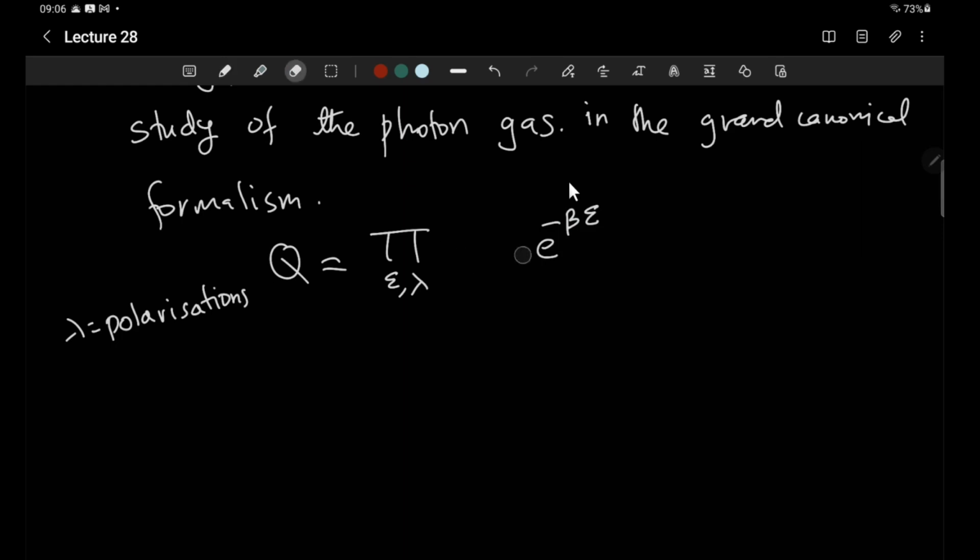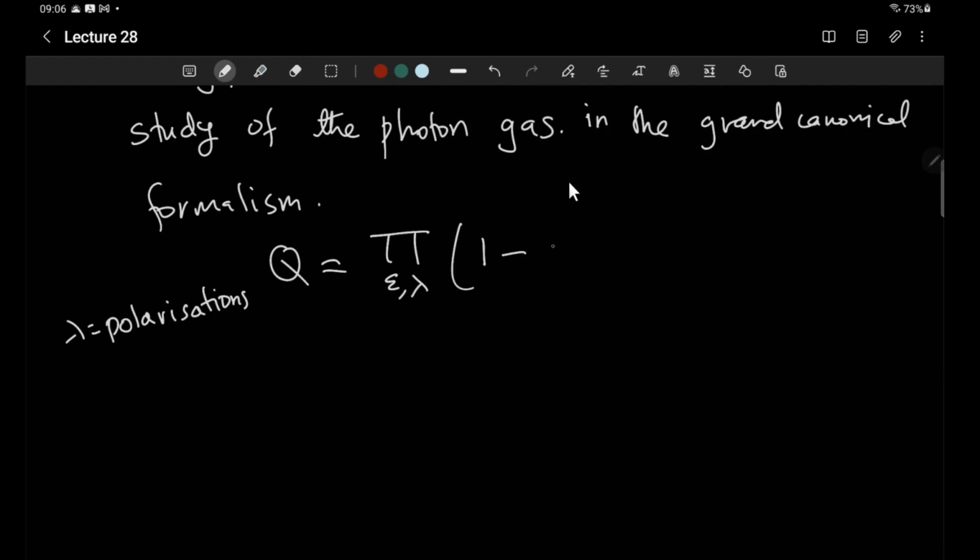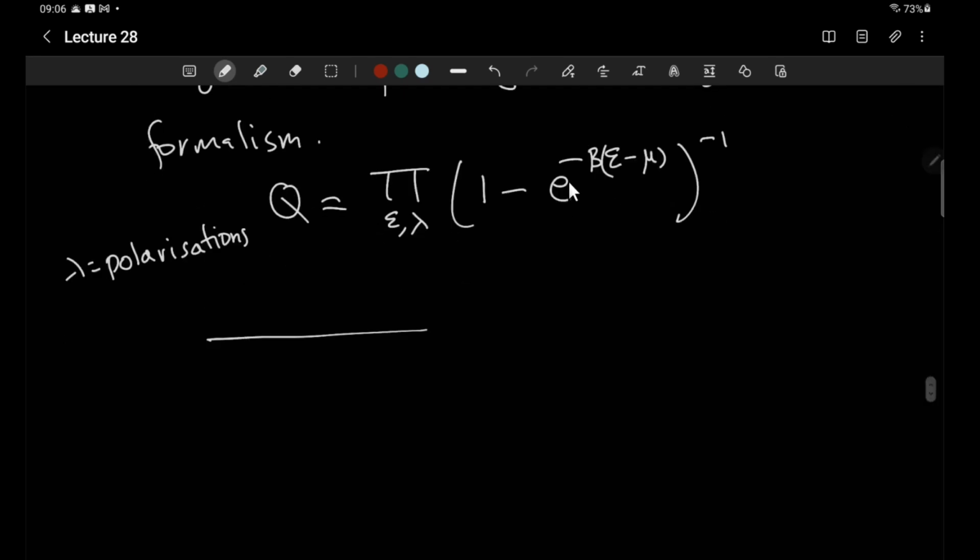What should I write here? Actually, what was the expression for Q? Let's recall. Anyway, I'll just write it. Epsilon... this is inverse. Does anybody remember this formula? You consider every state, labeled by energy and maybe some momentum, so lambda, etc. We treated it like a box, so there can be 0, 1, 2, 3 and so forth particles, and we added a geometric series.